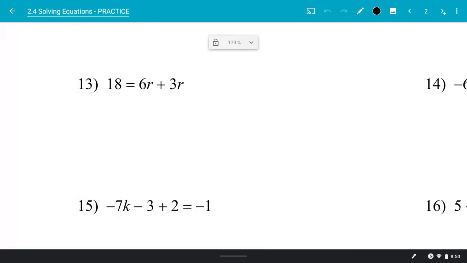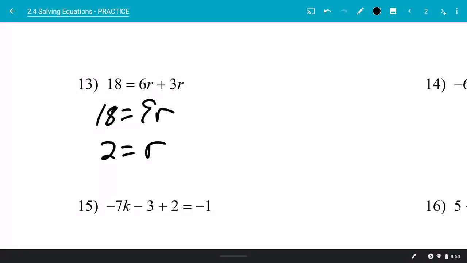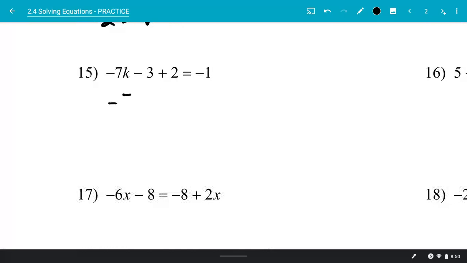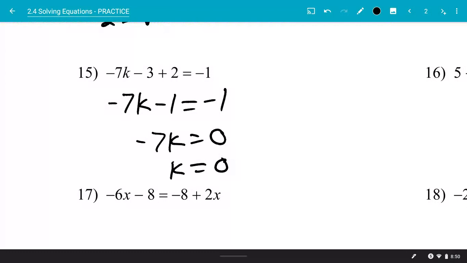How about this one? 18 equals 9r, 2 equals r. That's how fast I want you to be able to go. Question what I did. Who can tell me what I did? Very good. Combine like terms and divided by 9. 15. Negative 7k minus 1 equals negative 1. Negative 7k equals 0. K equals 0.